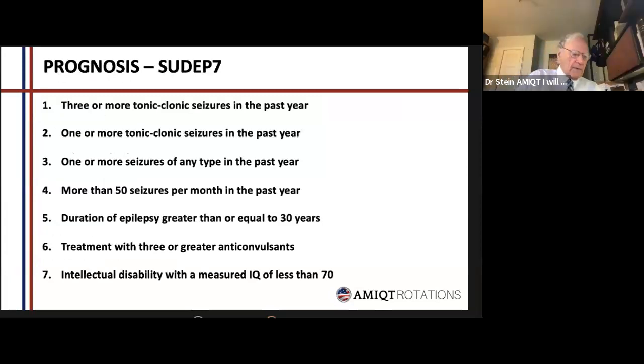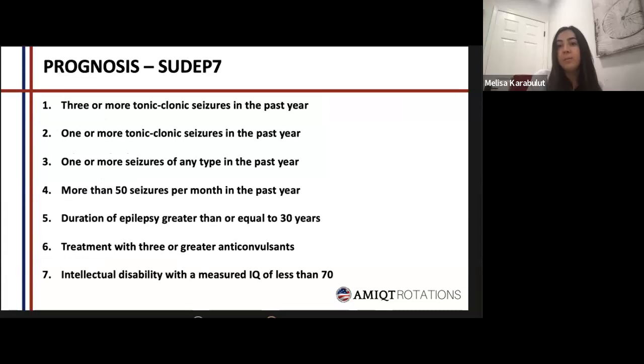Okay. So the prognosis of patients with epilepsy can range from poor to excellent. The prognosis regarding developing SUDEP in a patient with epilepsy can be assessed by the SUDEP-7 inventory, and this SUDEP-7 inventory is actually about the risk factors that I mentioned before.